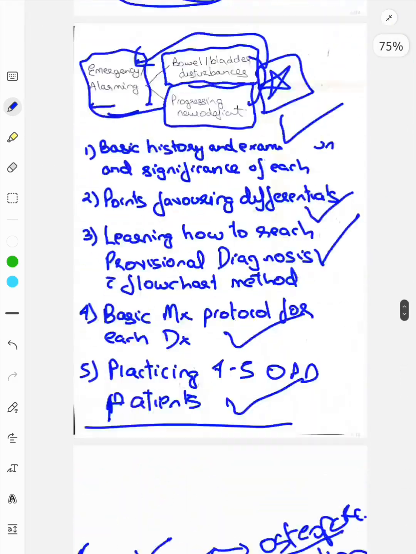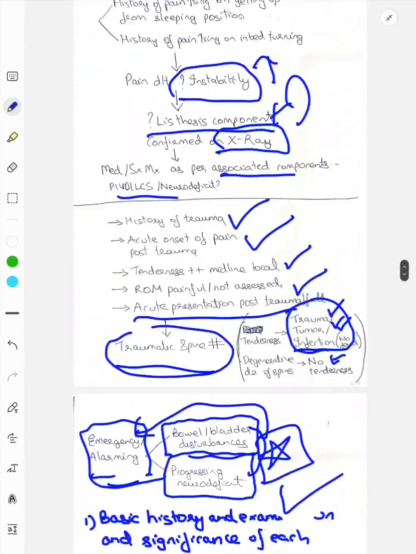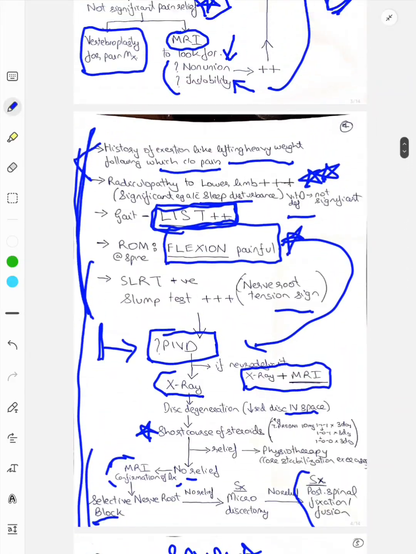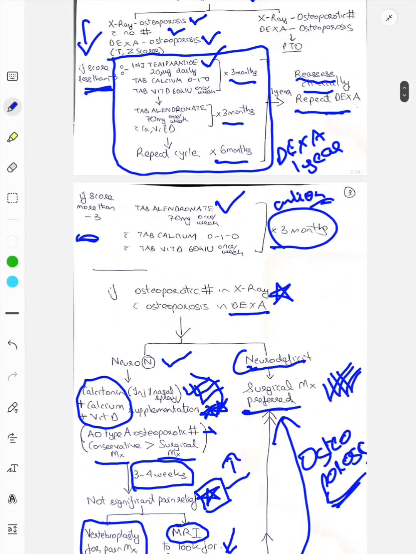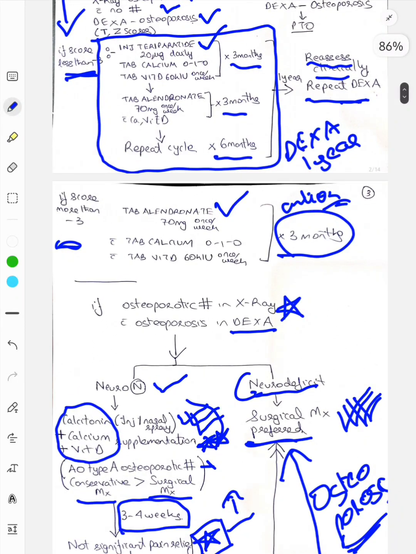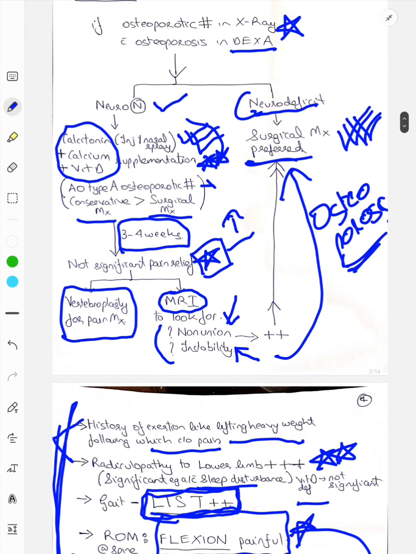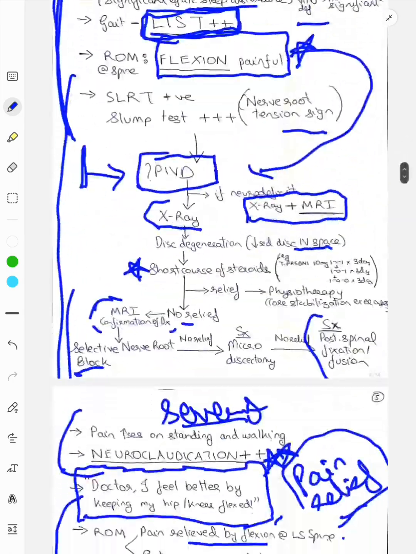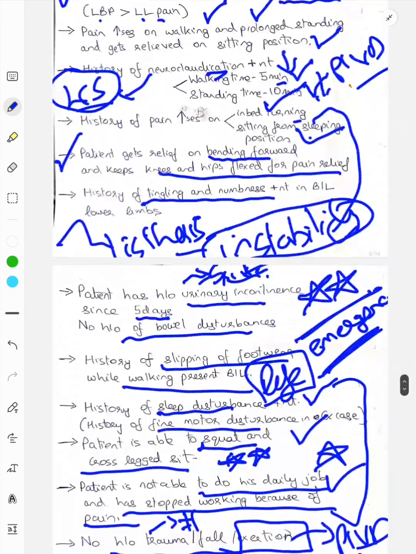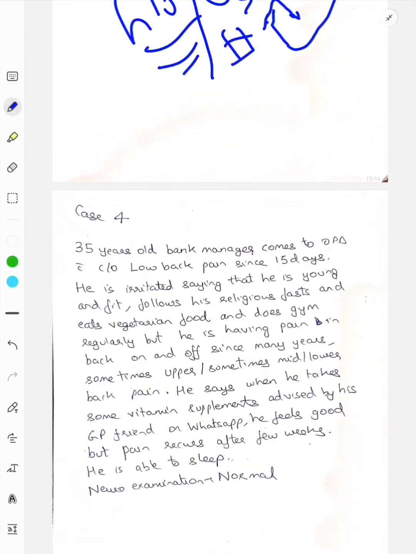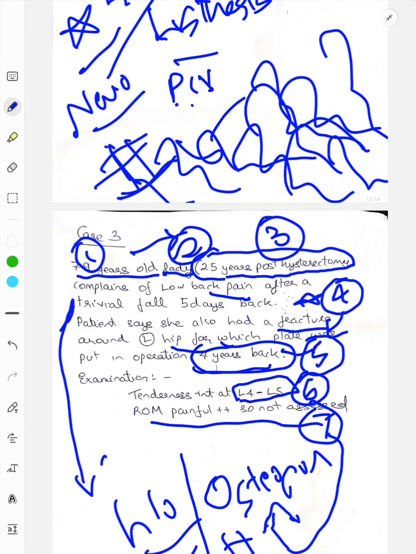So what is the flow chart? If there is some neurodeficit, we can straight away go for surgical management. If there is no neurodeficit, then we might go for calcitonin, calcium and vitamin D supplementation, or directly vertebroplasty. If there is no significant pain relief, we might go for an MRI to look for non-union or instability, following which surgical management might be required. So this is a picture of osteoporotic compression fracture, right?